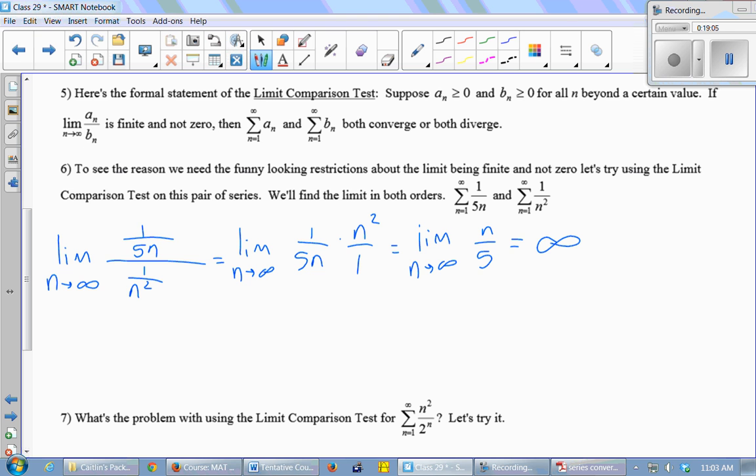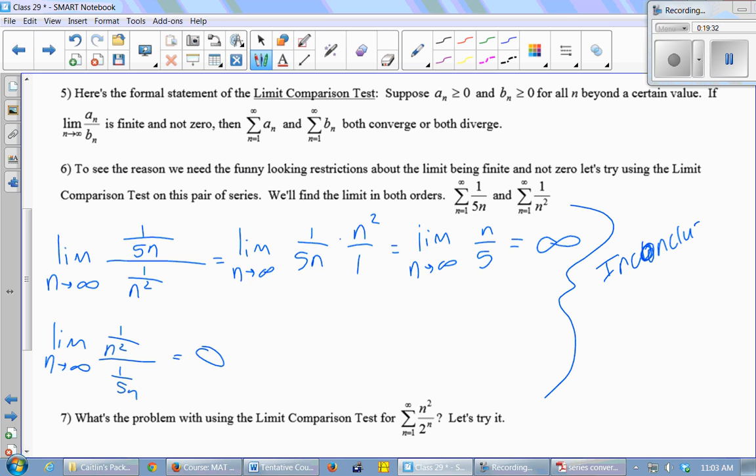So if I compared them in the other order, you'll get 0. So in these two instances, your results are actually inconclusive, right? You can't conclude that they have opposite behavior. It just says they don't necessarily have the same behavior. Inconclusive. Okay, so you know that if you get a finite non-zero number, they have the same behavior. But if you get infinity or if you get 0, it's inconclusive and you have to move on to another test.